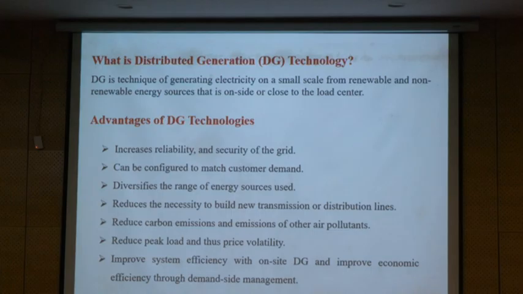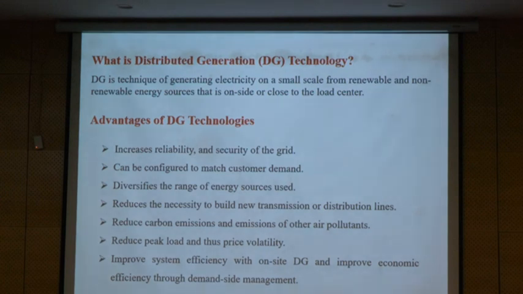We can use different types of energy sources: battery, fuel cell, supercap, or lithium ion, and wind, solar, anything that can provide electricity. So this technology can reduce the necessity to build new transmission lines, because we can use the conventional transmission line and compensate the rest from local power generation, and it reduces carbon emission because we are using renewable energy sources.